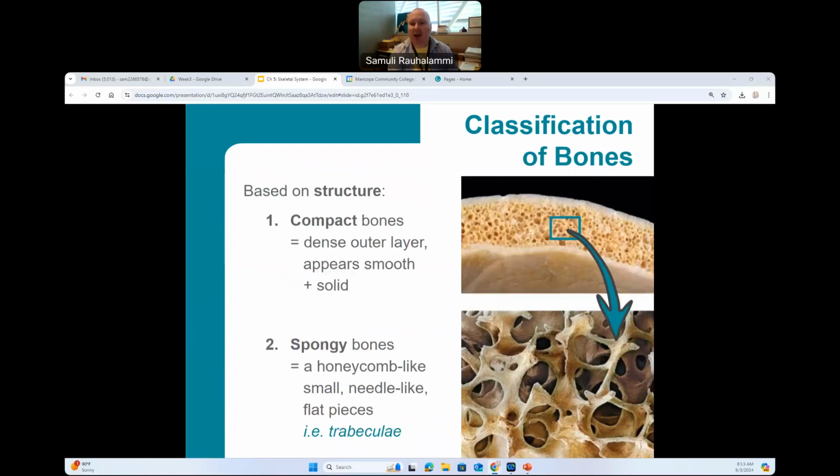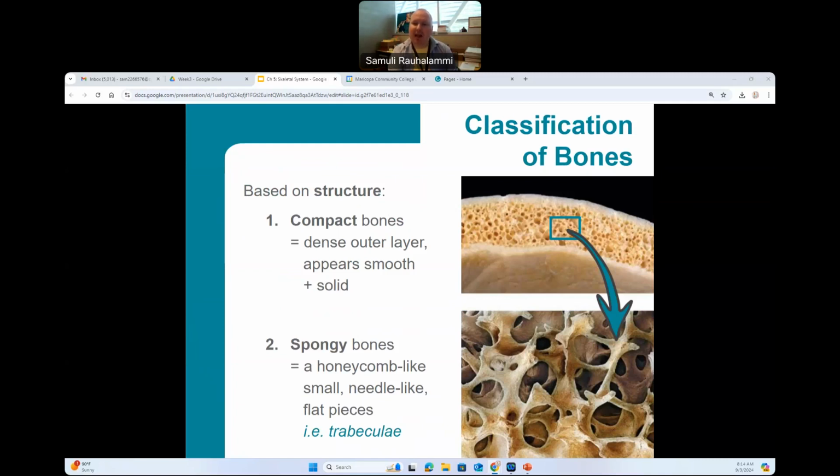We can also classify bones based on the structure, and we end up seeing that the structure of the bones varies at different parts of the bones. So within the same bone, we can see two types of structure. We can see compact bone and we can see spongy bone. Compact bone is dense, smooth, solid, homogeneous, and often forms the outer layer of the bones. This is, as a material, very durable and very strong.